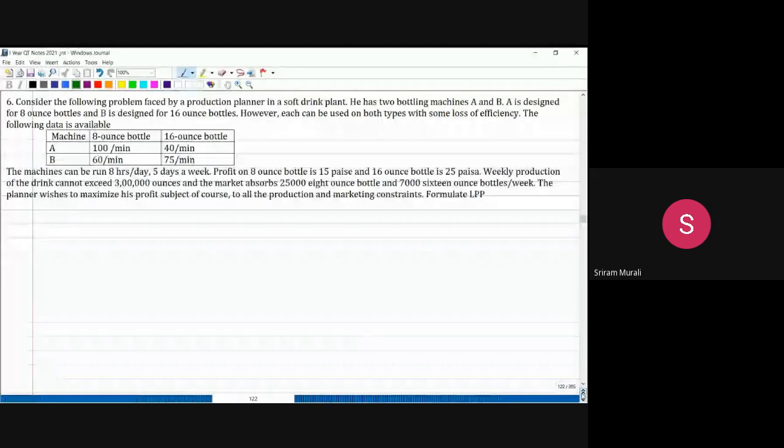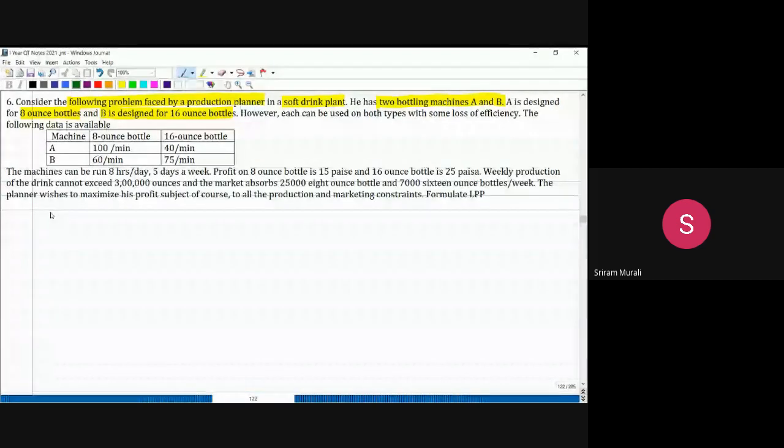So consider the following problem faced by a production planner in a soft drink plant. He has 2 bottling machines A and B. A is designed to produce only 8 ounce. 8 ounce means it is a kind of measurement. B is designed only for 16 ounce. So machine A produces only 8 ounce bottles. Machine B can do only 16 ounce bottles.